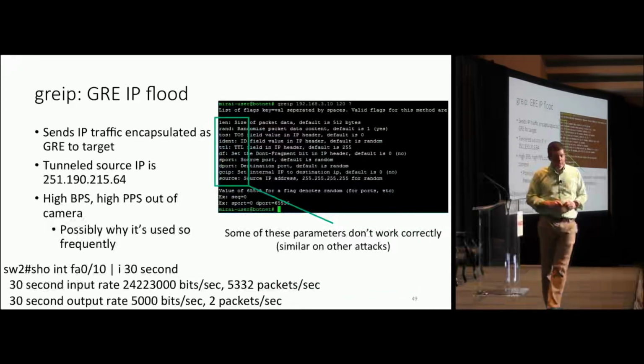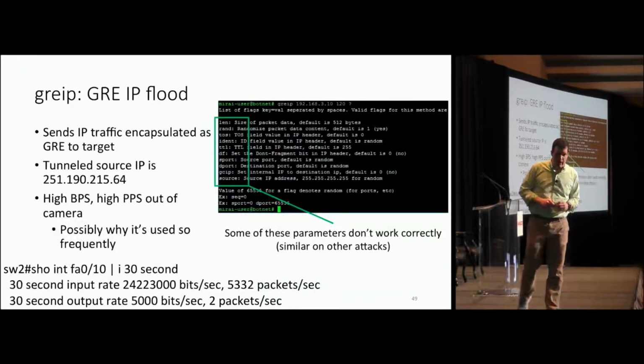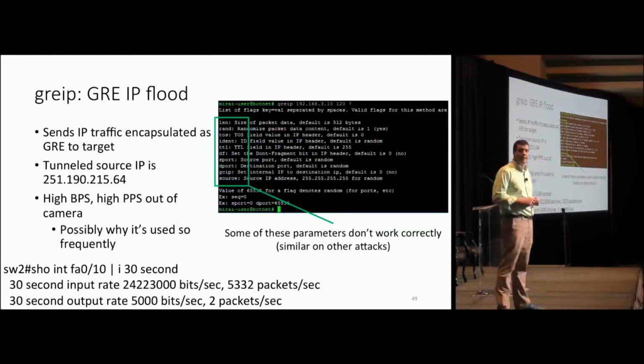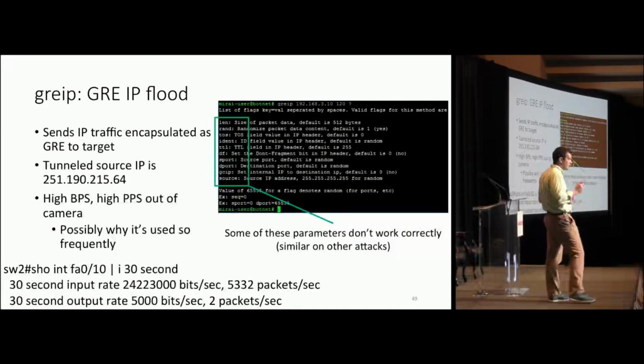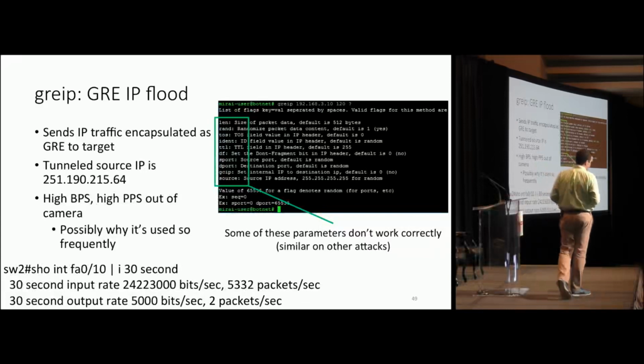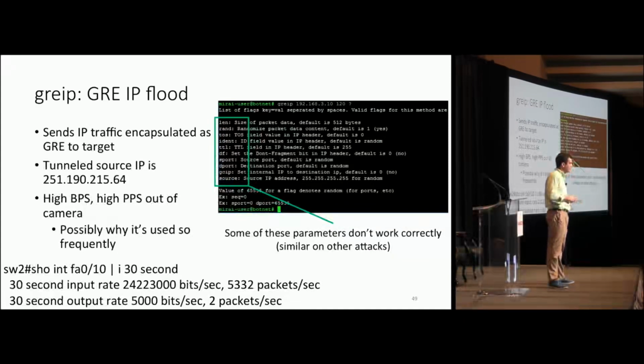This one is really cool. This is the GRE IP flood. It sends traffic that is encapsulated as GRE. When we look into the tunnel traffic, the source IP is always this unused, or special use, IP space. It's always this specific IP address.